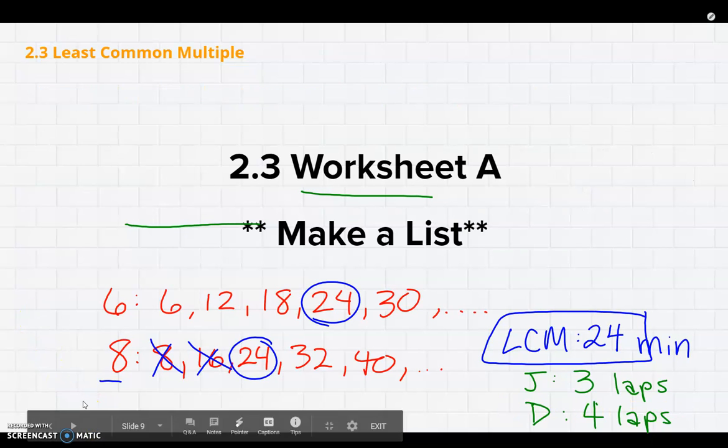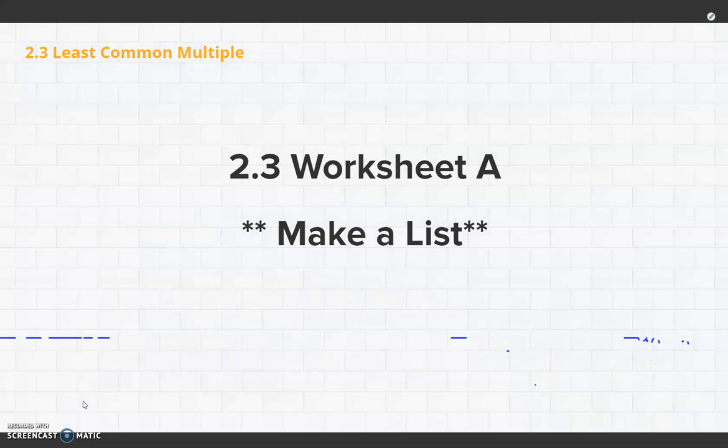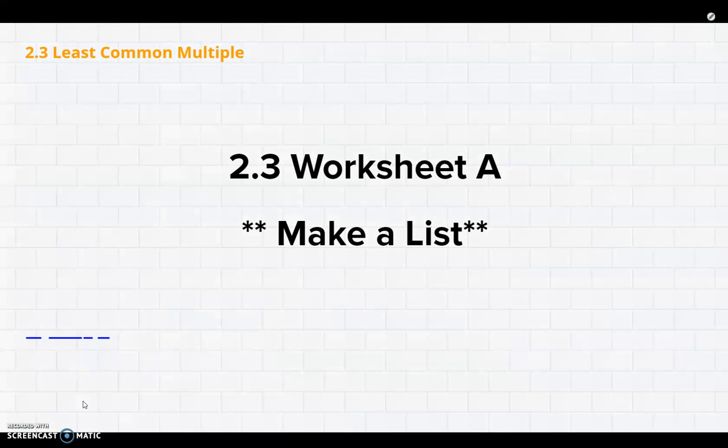So your homework is the 2.3 worksheet A, and you're finding the least common multiple using a list. And I will say some of those numbers can get a little bit big. So you're finding multiples maybe of the number 60, and you might have to extend your list past 6 multiples. You might have to go 10 multiples or 12 multiples just to make sure that you can find something that they have in common. So just a heads up about that.